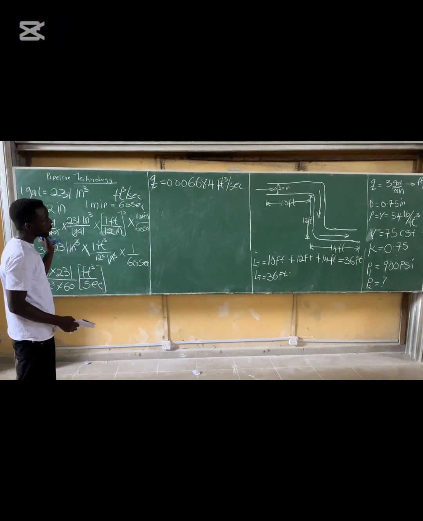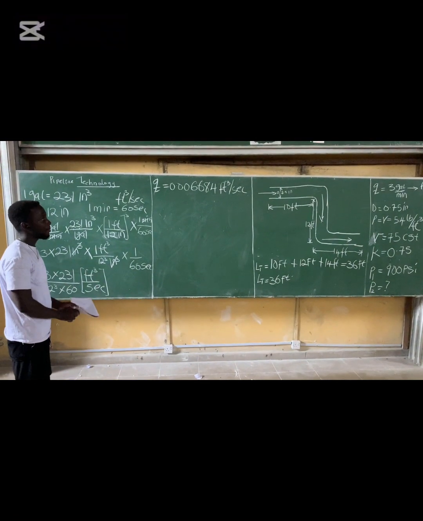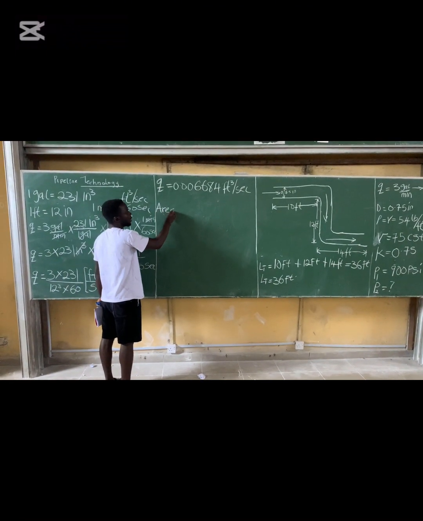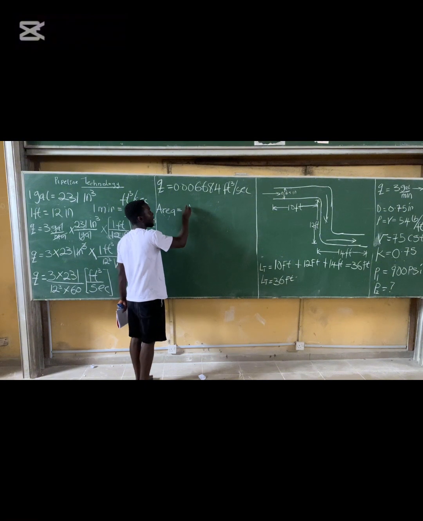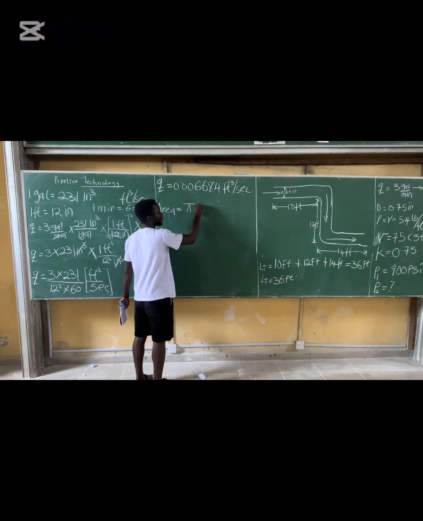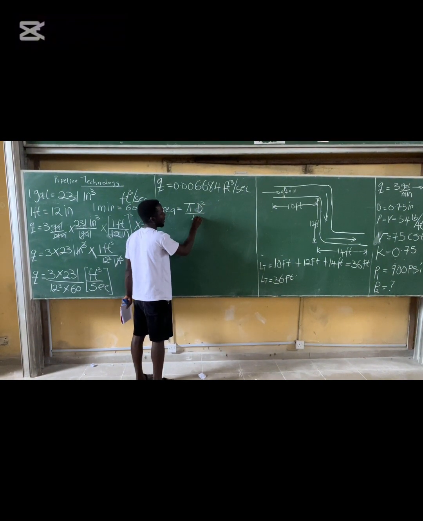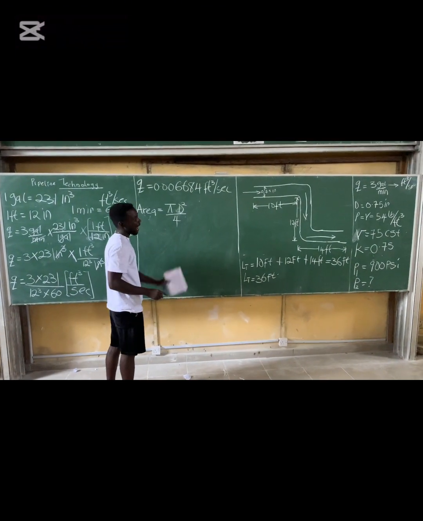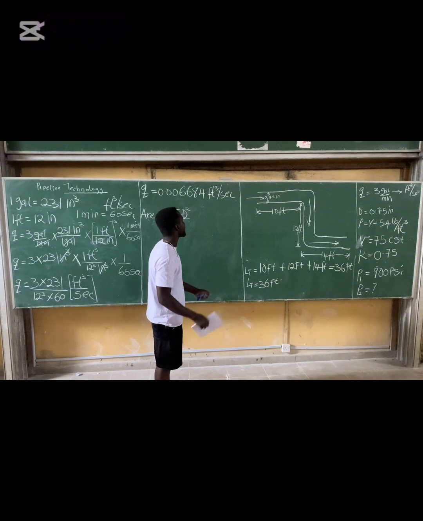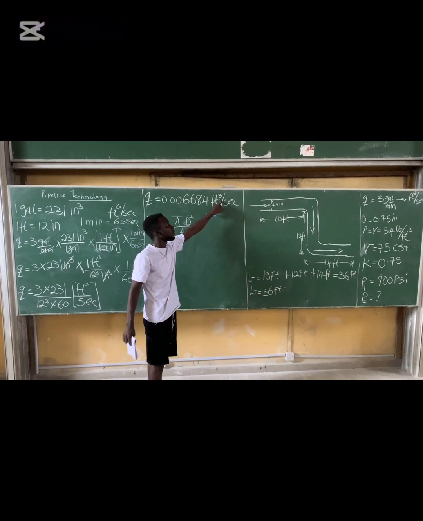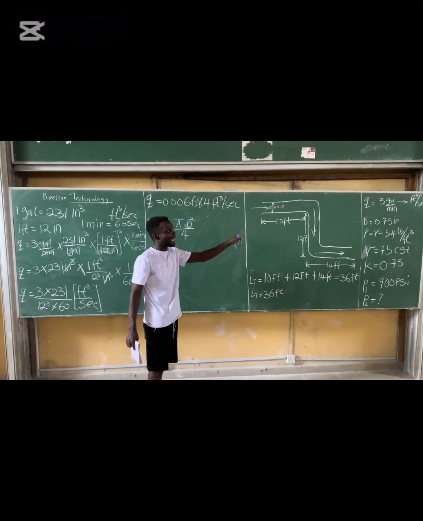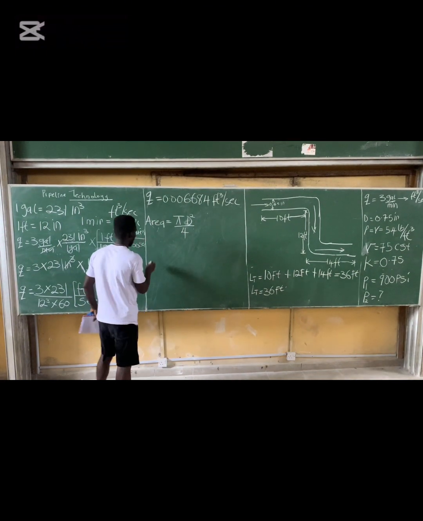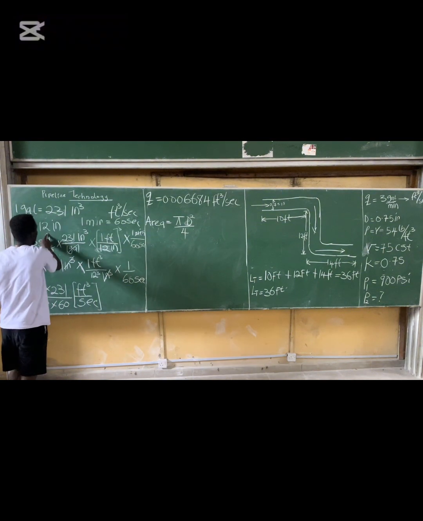Now that we have our flow rate, let's calculate the area of the pipe. Recall that the area is equal to pi d squared divided by 4. The diameter is given to us as 0.75 and it is in inches, and our flow rate is in feet raised to the power of 3. So you have to convert the diameter from inch now to feet. How do you convert from inch to feet? You say that 1 foot here is equal to 12 inches.